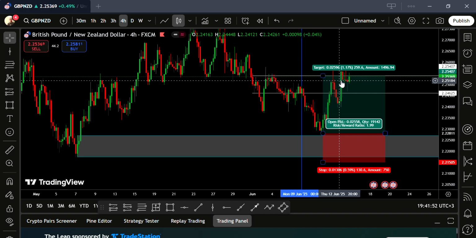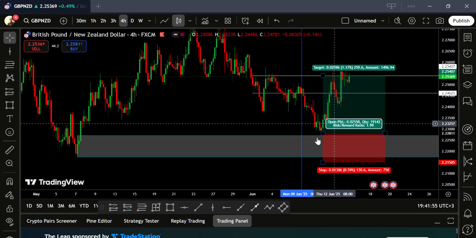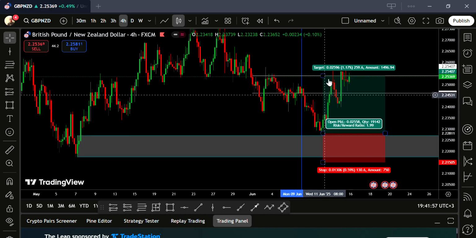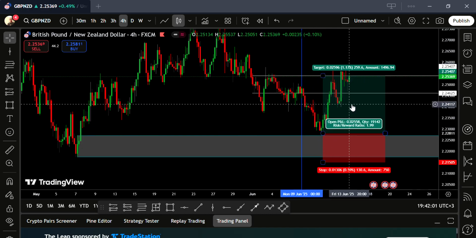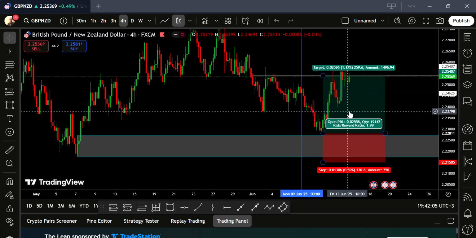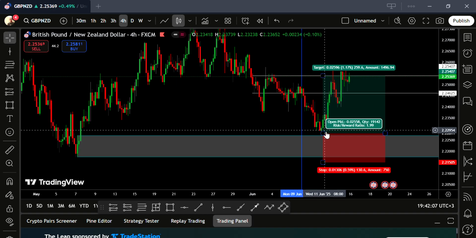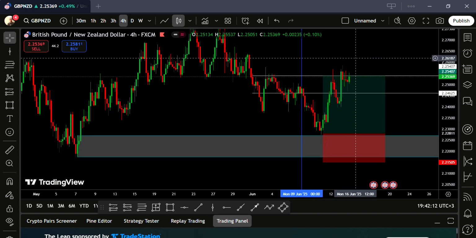If it is going sideways, that means you're not losing anything. Let's say, for example, it tapped you in, your target is here, and then it came here and started going sideways. You just wait. Whatever it does, it is going to decide either to go up or down. If it decides to come down, you have already moved your stops above break even. If it decides to go up, it's going to hit your take profit. So either way, you're going to benefit.